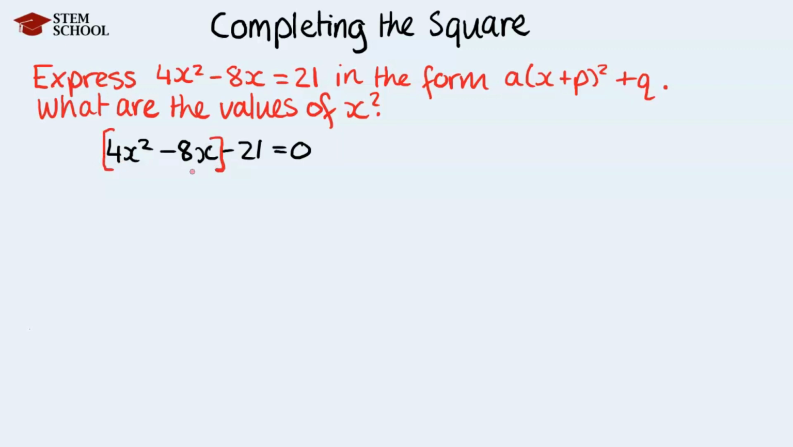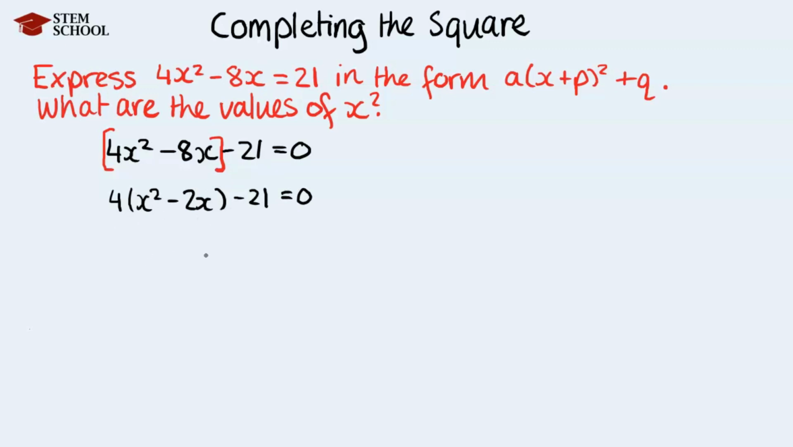So just write brackets around it to remind yourself what you're doing. And then what we do is we take a common factor of the number out. The question will always try and be nice to you so that you can take the full number in front of the x squared term out. So we have 4, then we have x squared minus 2x, then we have minus 21 is equal to 0. So you take a common factor of the 4 out for this bit.